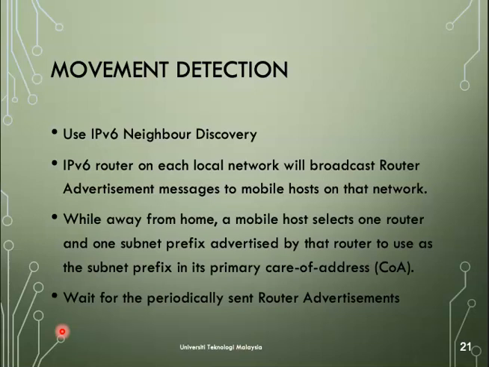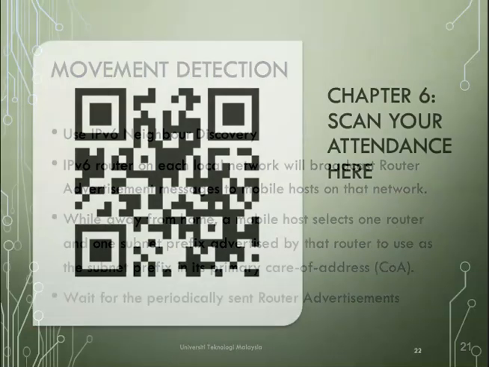So again, in order to be able to use this technology, all nodes have to support IPv6 and also have to support this IPv6 route optimization. Another option is just to use the same method as MIPv4. So that's all for this chapter.